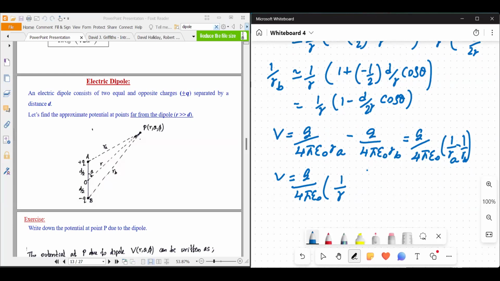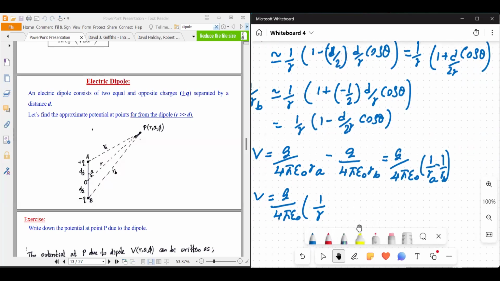So for Ra, it is 1 over r times 1 plus d over 2r cos theta, minus 1 over r. Rb is 1 over r. So 1 over Rb is equal to 1 over r times 1 minus d over 2r cos theta.